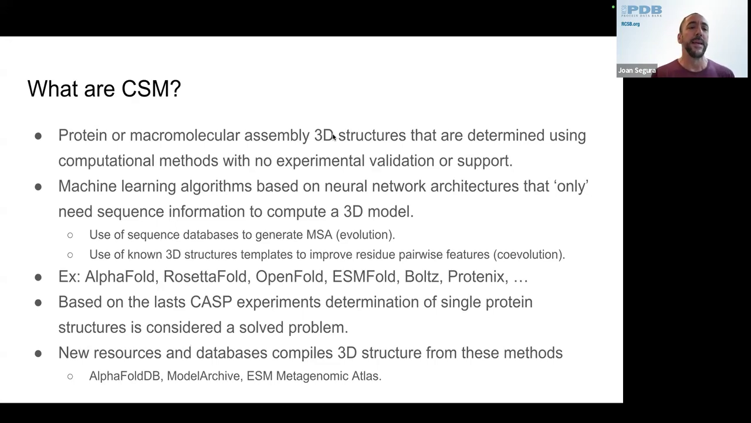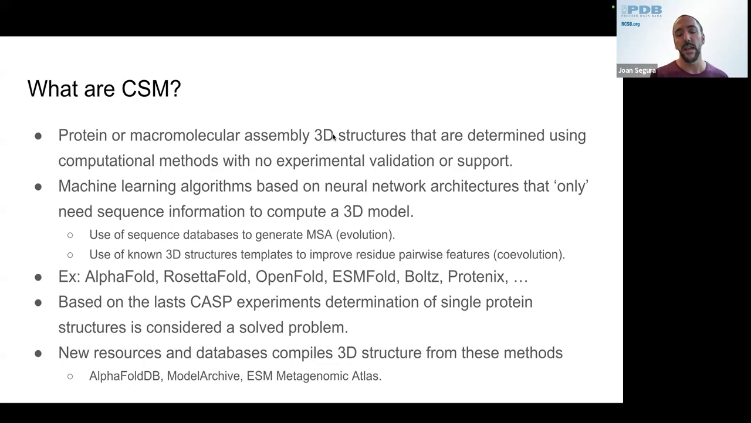Currently, the most accurate methods are based on machine learning, in particular neural networks, and they only need the protein sequence for predicting the structure. This is not completely true. From the protein sequence, they collect multiple sequence alignments, and they also use 3D structure templates.